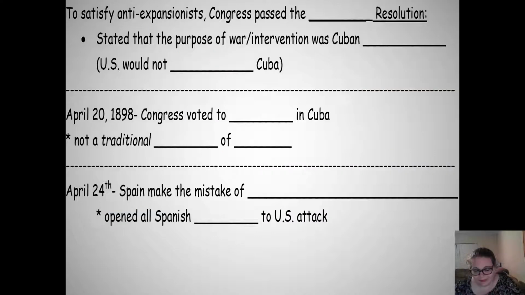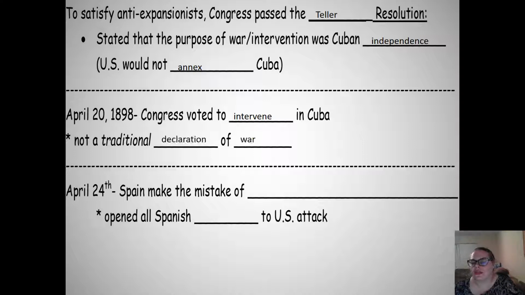So, the way they fixed that is Congress passed something called the Teller Resolution. Now, the Teller Resolution says that the whole goal of any war or intervention that America would take in Cuba would be Cuban independence. Okay? You need to know this. Circle it, highlight it, star it, whatever you got to do. You need to know that the Teller Resolution was a promise that the U.S. would not annex Cuba. The United States would not make Cuba a territory or a colony. Once that gets passed, April 20th, Congress voted to intervene in Cuba.